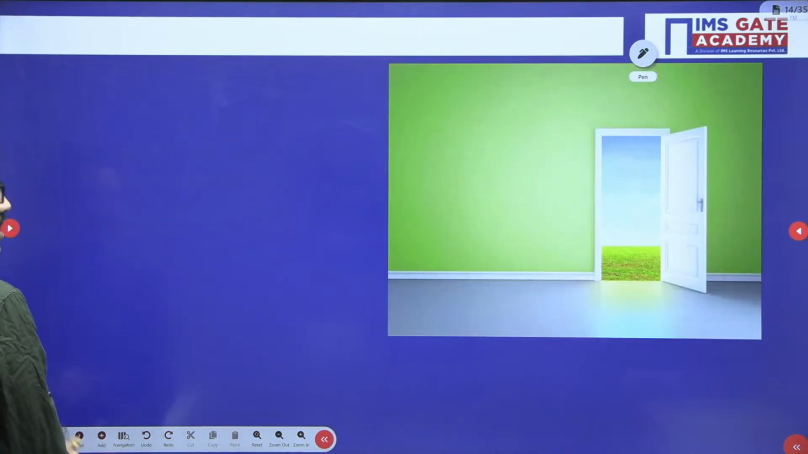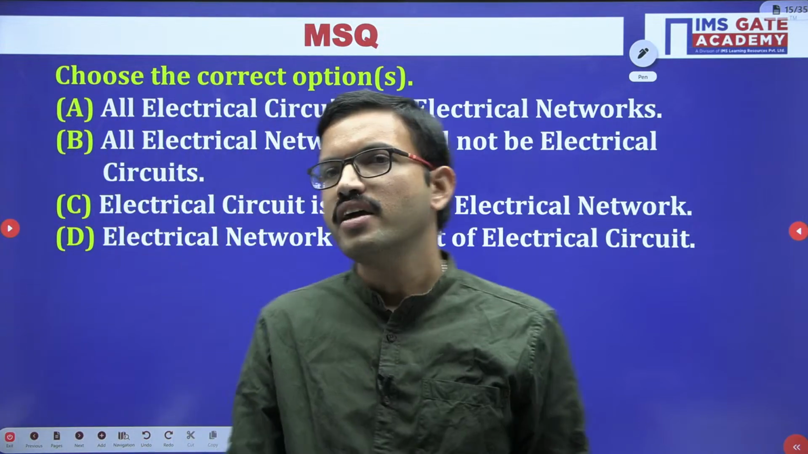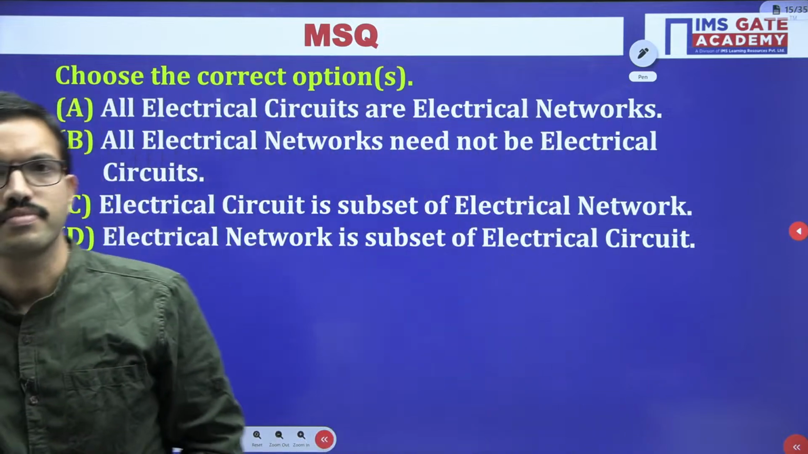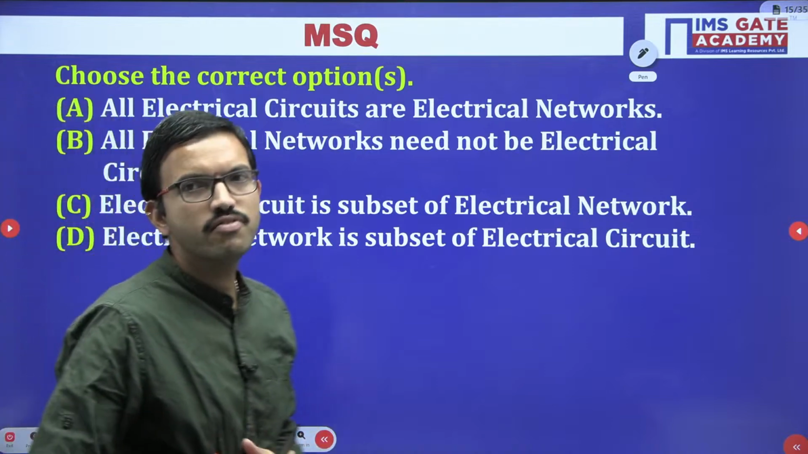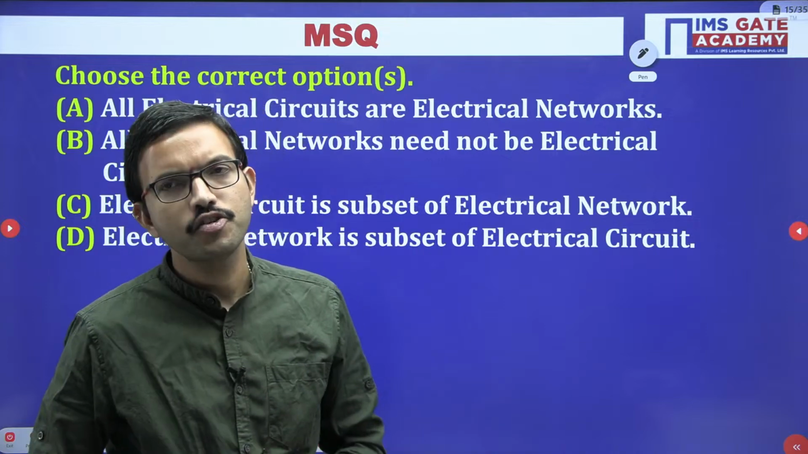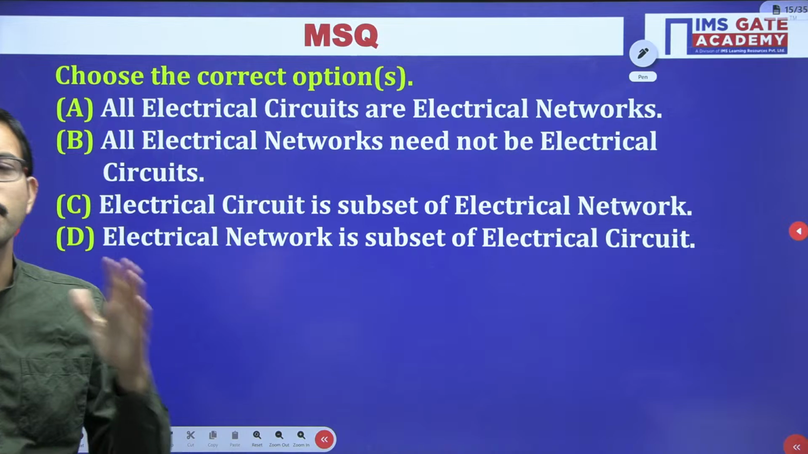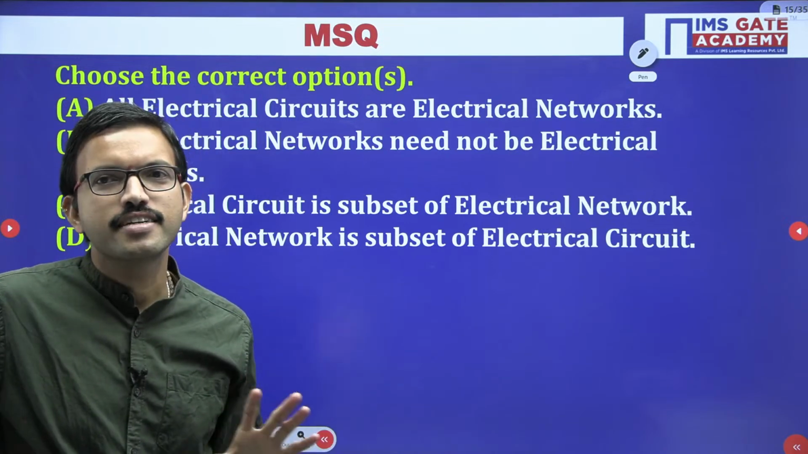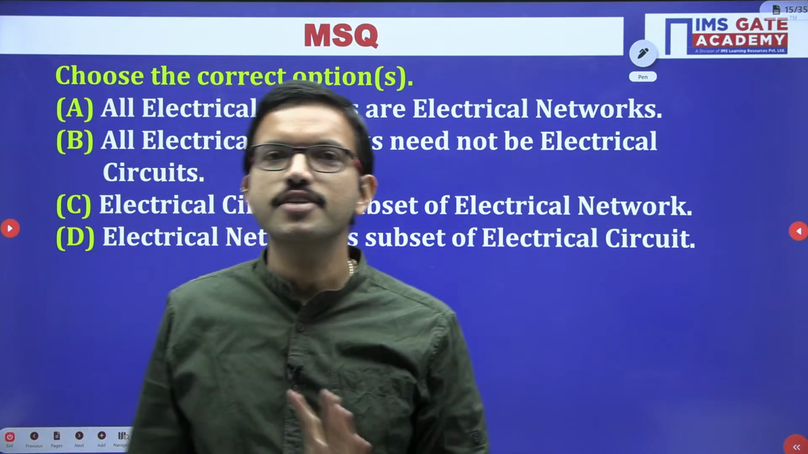Now with this understanding, all of you just give it a try. This is the MSQ question. Either one option or more than one option can be correct. Based on whatever we have covered so far in this session regarding the terminology of network and circuit, you can mention whatever options you feel are correct in the chat. There is no negative marking, right? Regarding MSQ in the GATE exam, there is no negative marking, there is no partial marking.